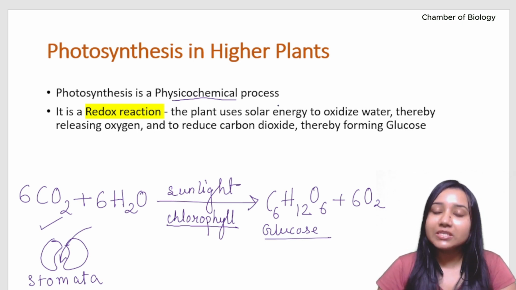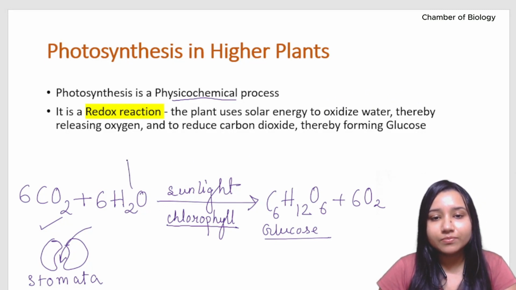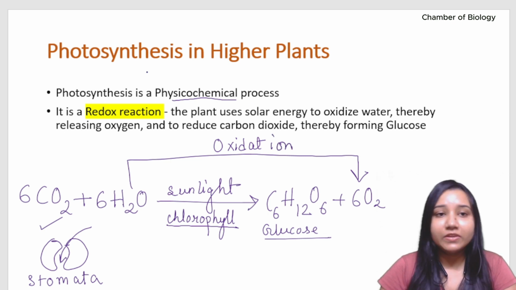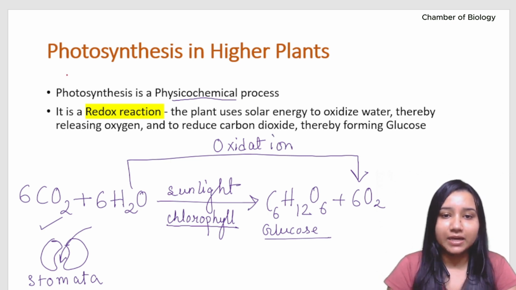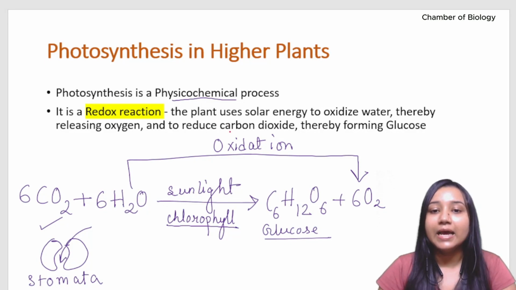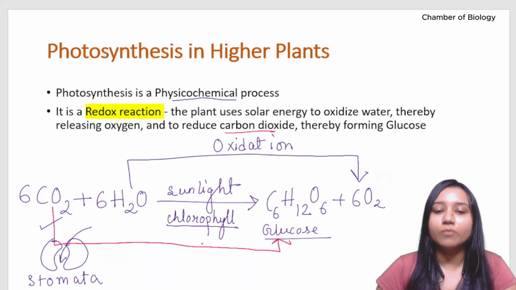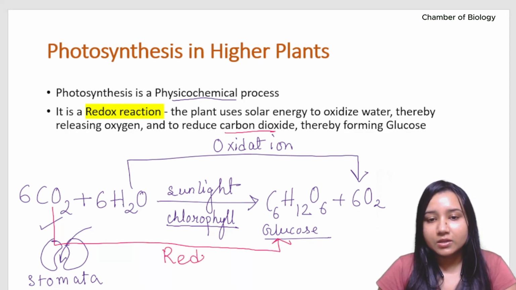Why so? Because using the solar energy, we can see that it is going to oxidize the water and forming the oxygen. So we can see there is an oxidation, and we will see there is going to be a reduction as well. So we can notice that carbon dioxide which is present here, it is going to be reduced, okay, and form the glucose. So there is reduction and oxidation.